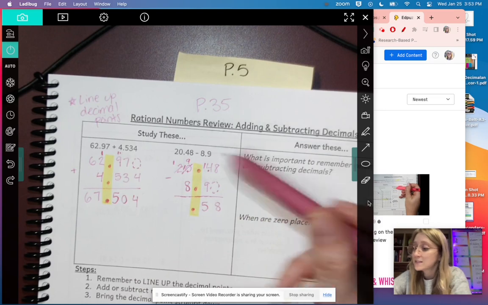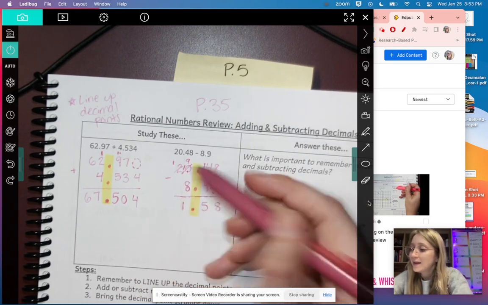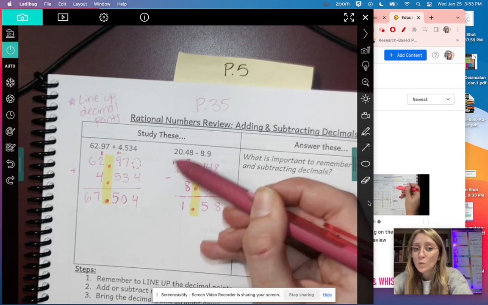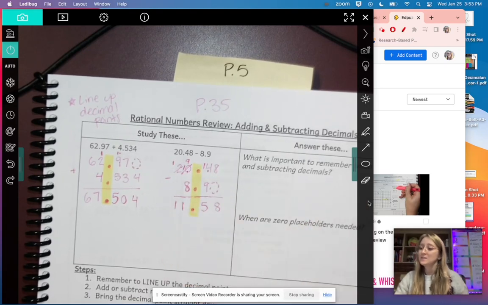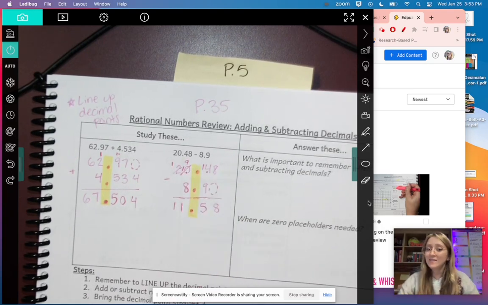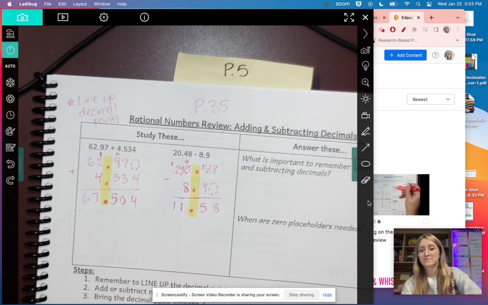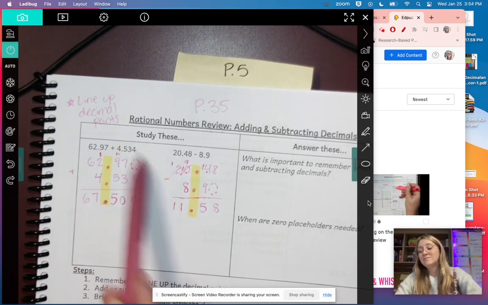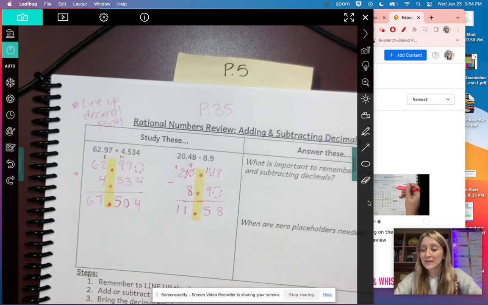Decimal point already in place. 9 minus 8, easy, 1. And then remember, this is no longer 2. This is 1. 1 minus nothing, 1. So 20 and 48 hundredths minus 8 and 9 tenths is 11 and 58 hundredths. Remember, adding, you can carry over. Subtracting, you're looking at regrouping if needed.